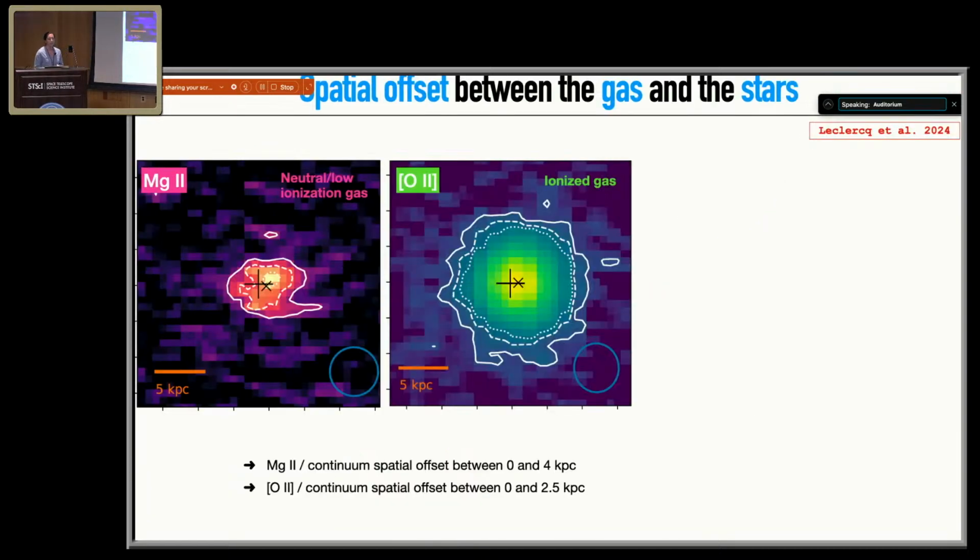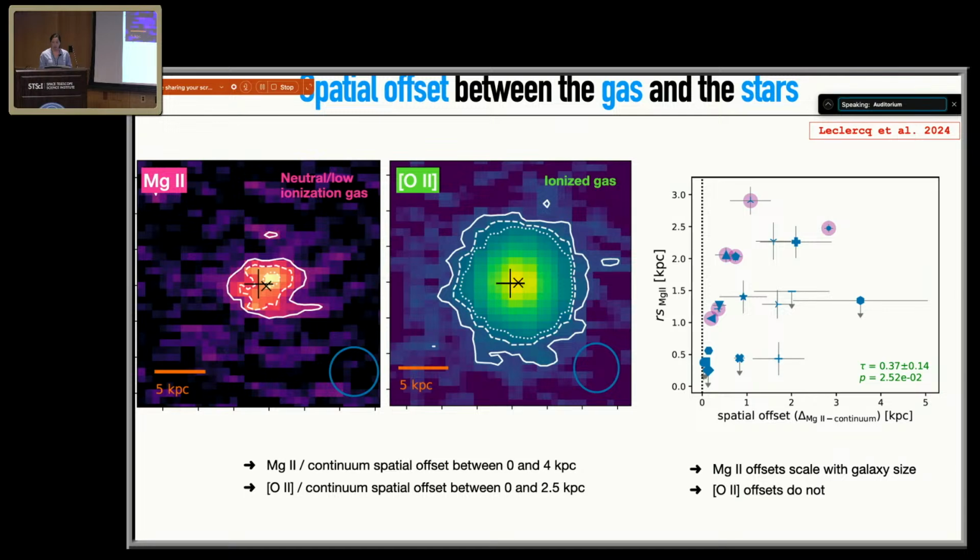We also looked at the spatial offset, as I was saying, between the continuum, the cross, the plus, and the bulk of the neutral gas and the ionized gas. Some objects do not show any offsets between the two, but we observe large offsets for some objects, 4 kiloparsec offsets, and smaller offsets for O II, for the ionized gas. If we compare these offsets to the size of the galaxy, we see a weak correlation for magnesium II, but not for O II, and we'll discuss that a bit later.